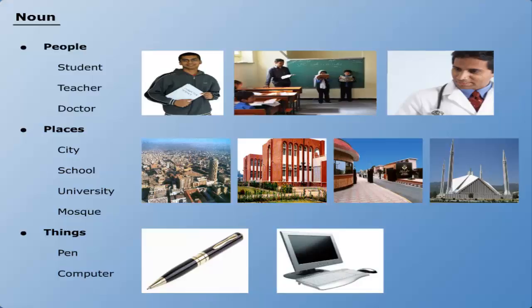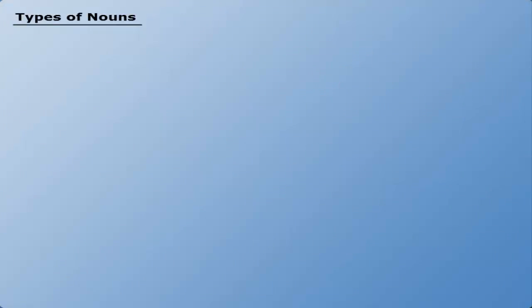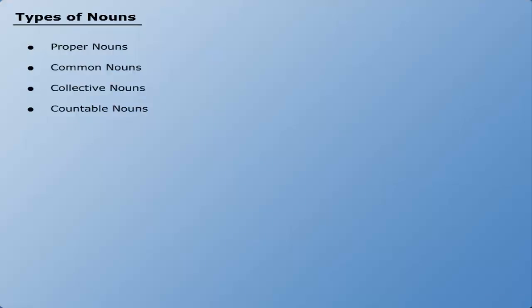Types of nouns. There are different types of nouns. Some of these are proper nouns, common nouns, collective nouns, countable nouns, uncountable nouns.